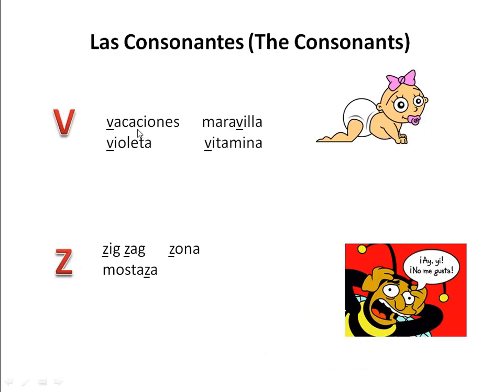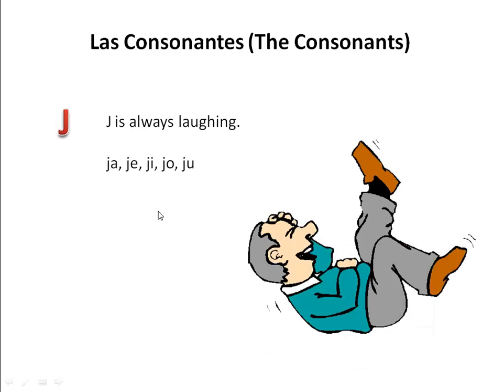The letter V words, vacaciones, vacation. Violeta, violet. Maravilla, marvelous or marvel. Vitamina, vitamin. Z words, zigzag. Mostaza, it's mustard, doesn't quite look like mustard, but that's what it is. And then zona, zone.